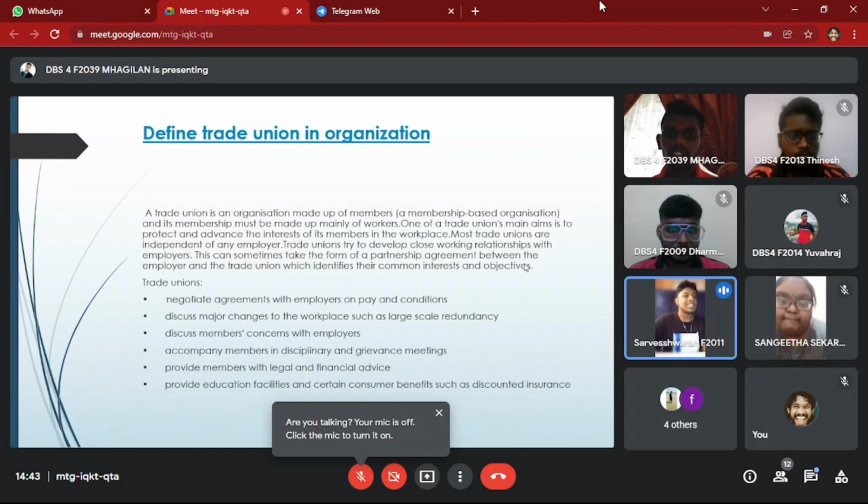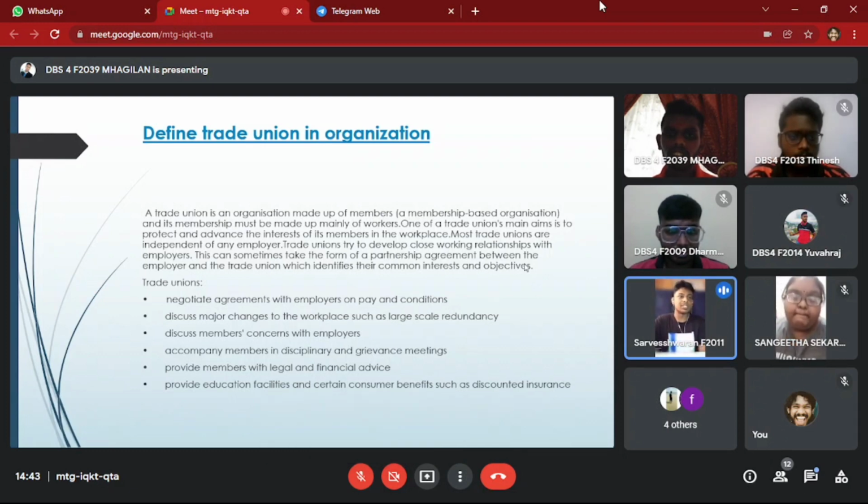Most trade unions are independent of any employers. Trade unions try to develop close working relationships with employers. This can sometimes take the form of a partnership agreement between the employer and the trade union, which identifies their common interest and objective. The example I'm going to explain is by Dharma.